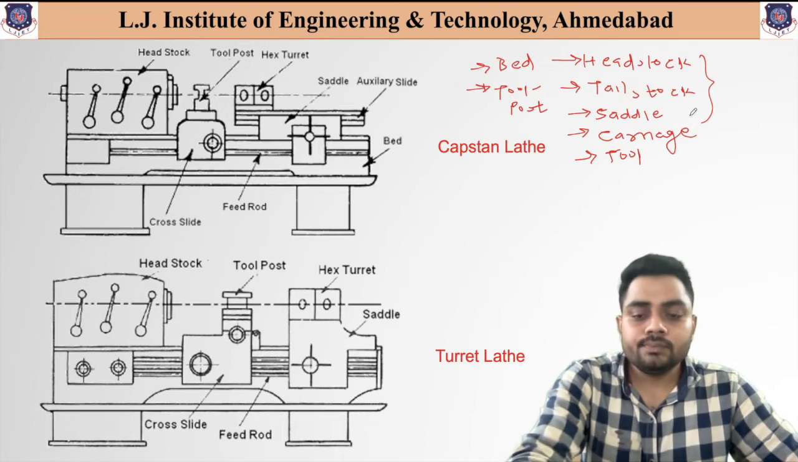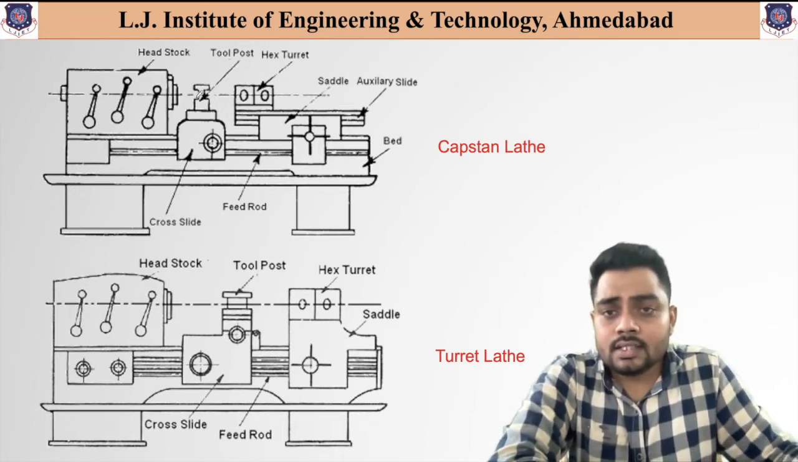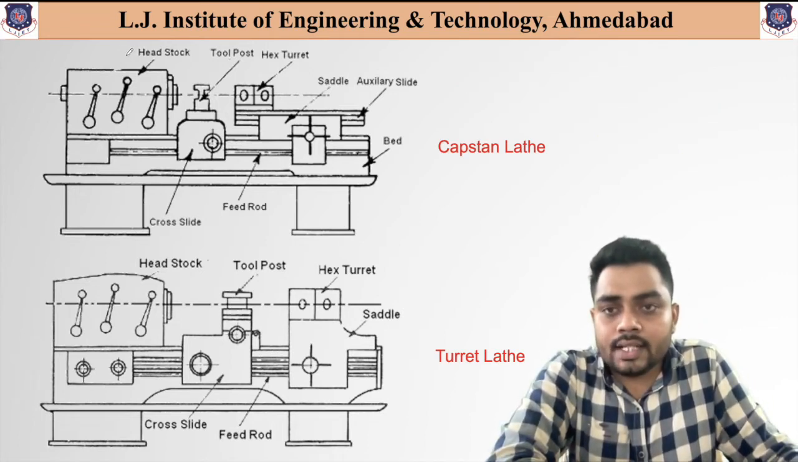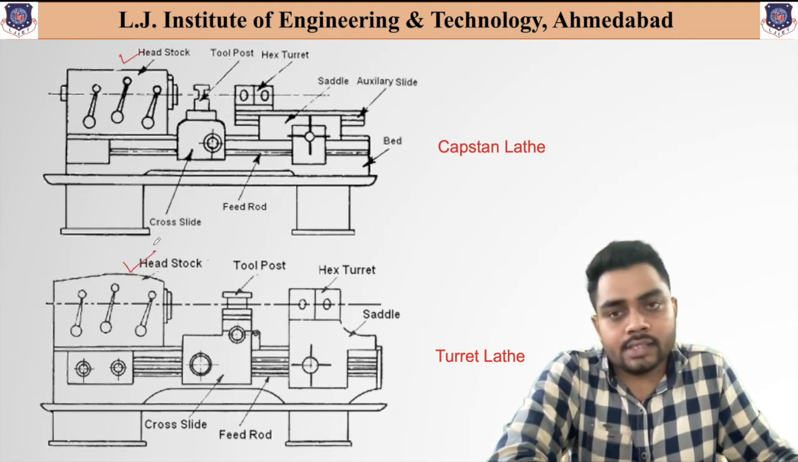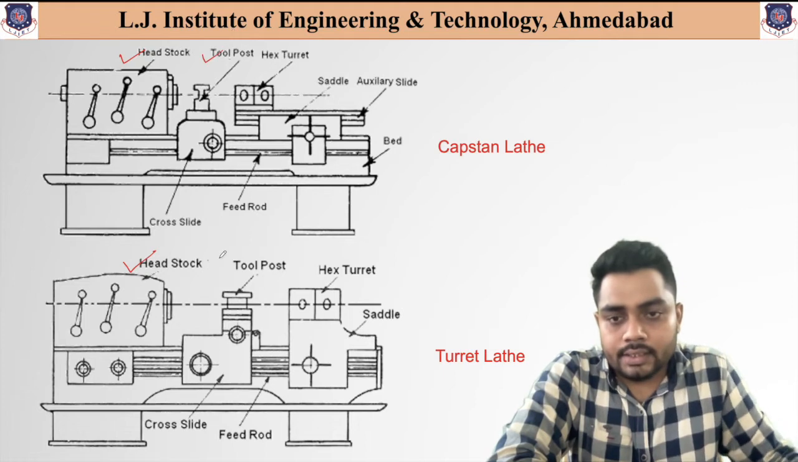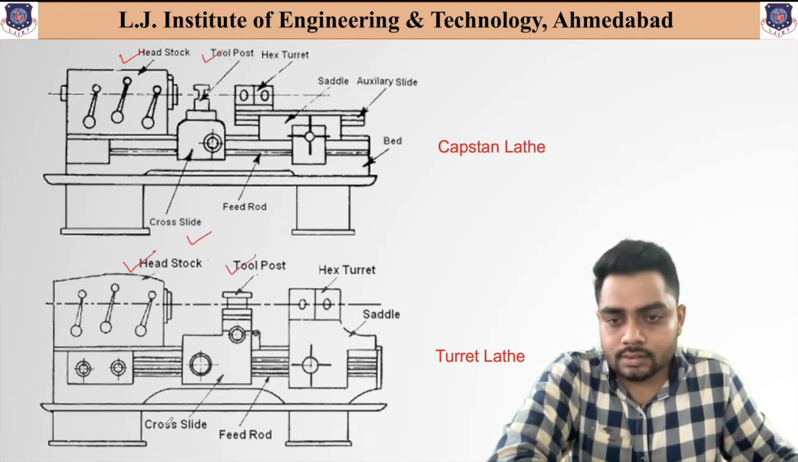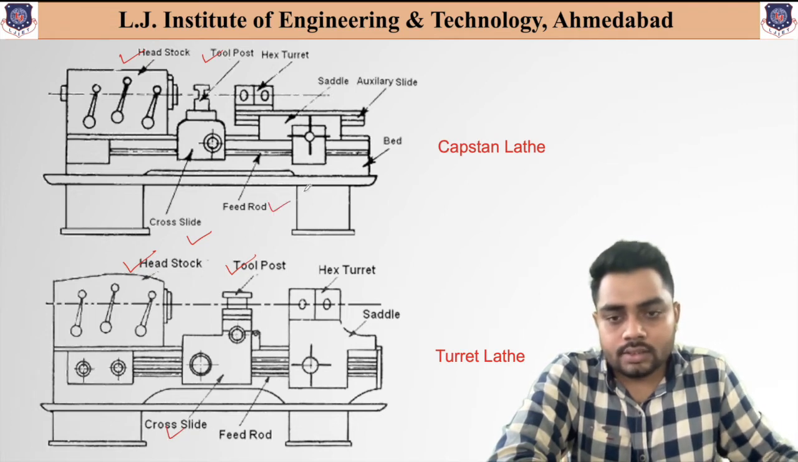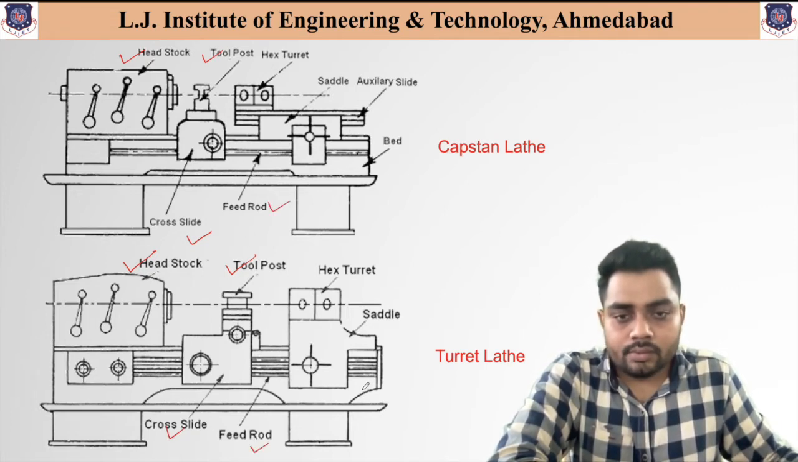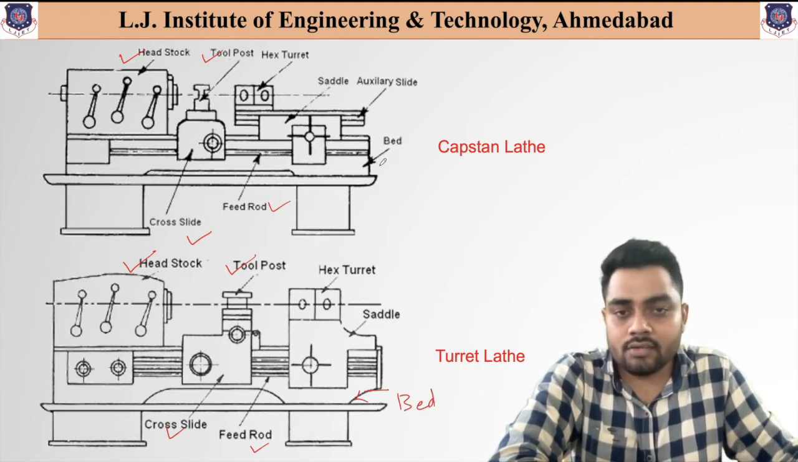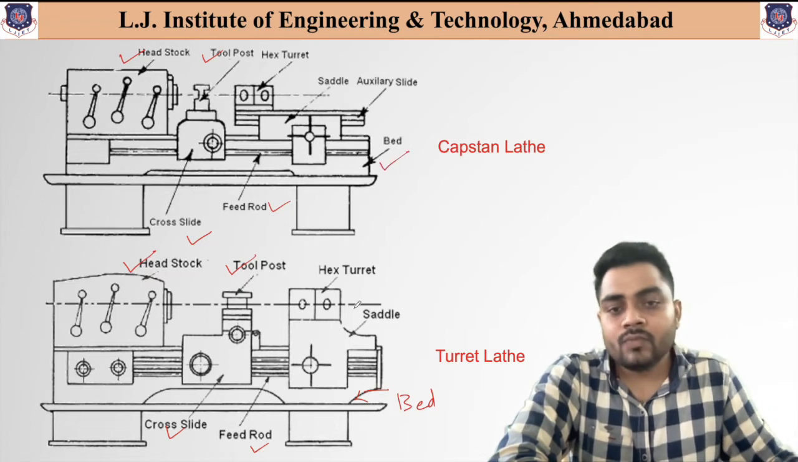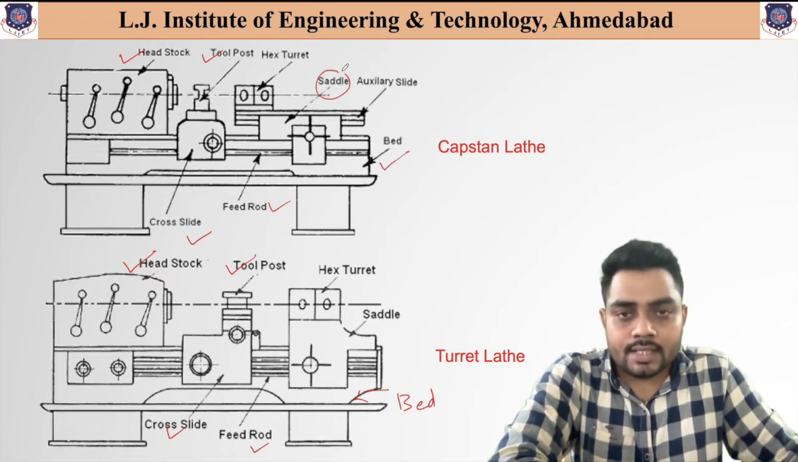So first of all, let us see over here. You can see the similarity in capstan lathe. These are the basic requirements: the headstock, then the tool post, next is cross slide, then feed rod, then the bed is available, right? It is required for supporting all the attachments that are available in the lathe machine. Then it has the saddle.